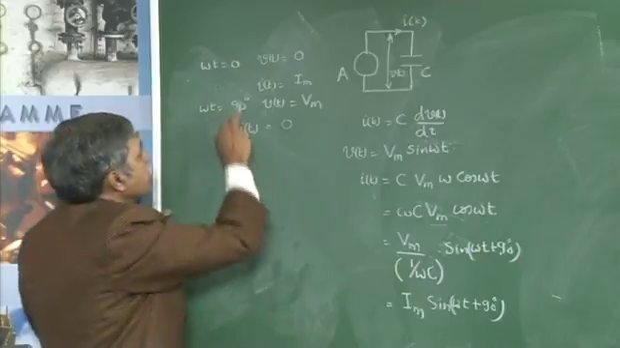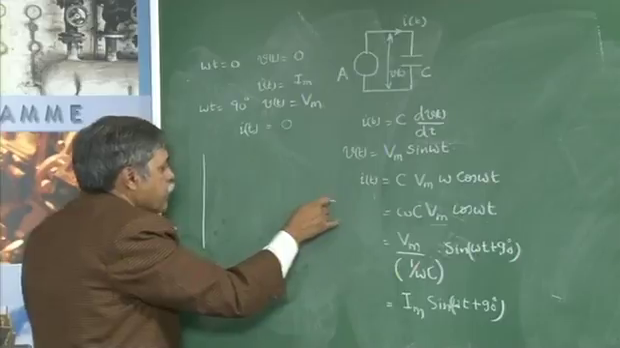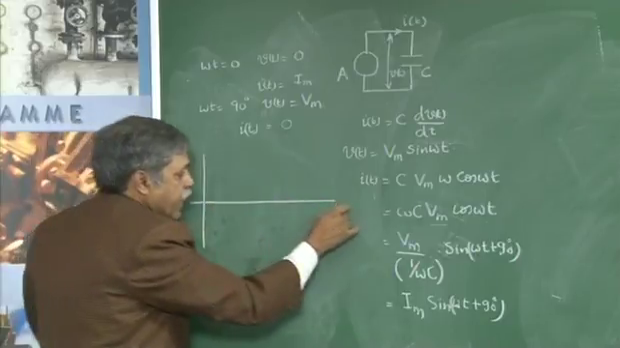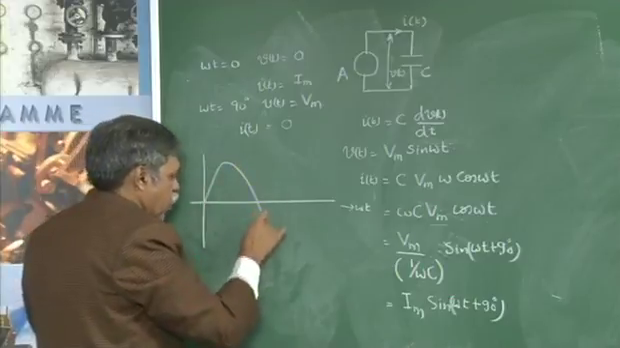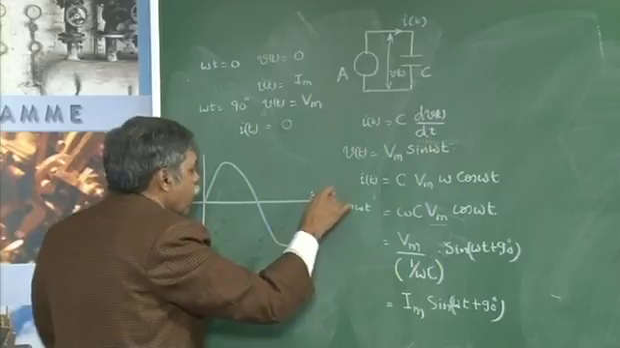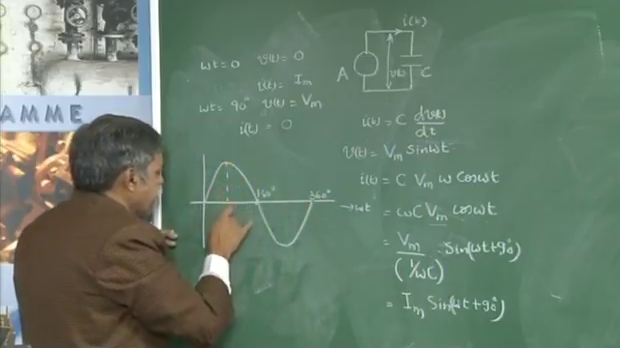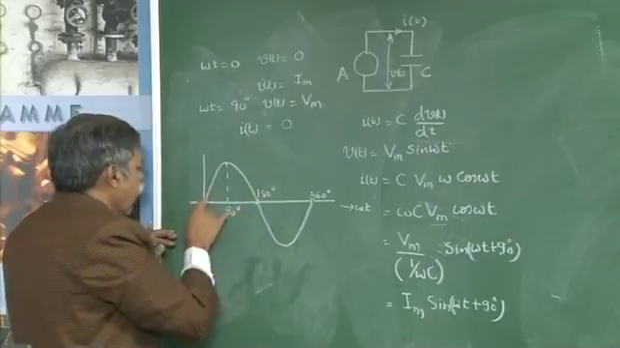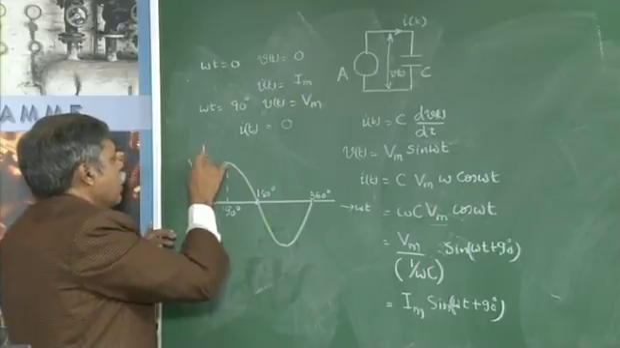Okay? If you just take these two values and try to write down the waveforms for voltage and current, taking the voltage as reference, I will be getting a sine curve for the voltage like this with a period of 360 degrees, half the period is 180, quarter period is 90 degrees, starting value is 0, and I have a maximum value of Vm here.